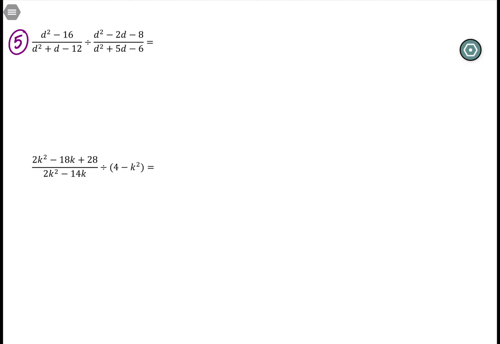Okay, this is a little scarier looking example of dividing rational expressions. So just remember, rational expressions are fractions, and to divide fractions, we need to multiply by the reciprocal. So that's going to be our very first step. We're going to leave the first fraction alone, and we're going to flip the second fraction.